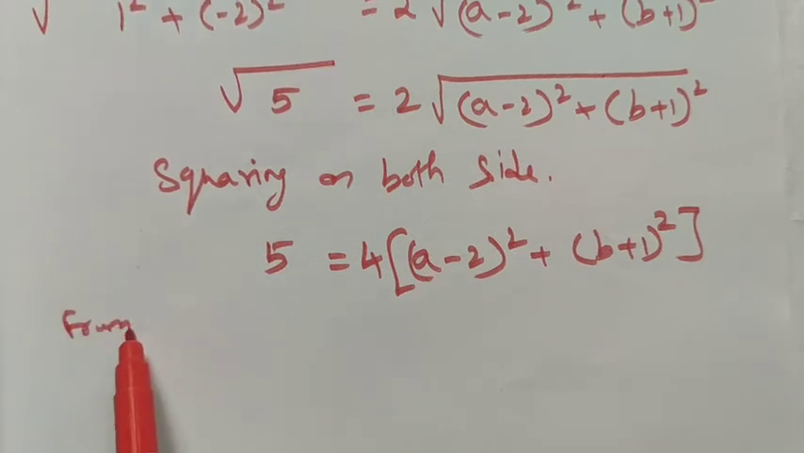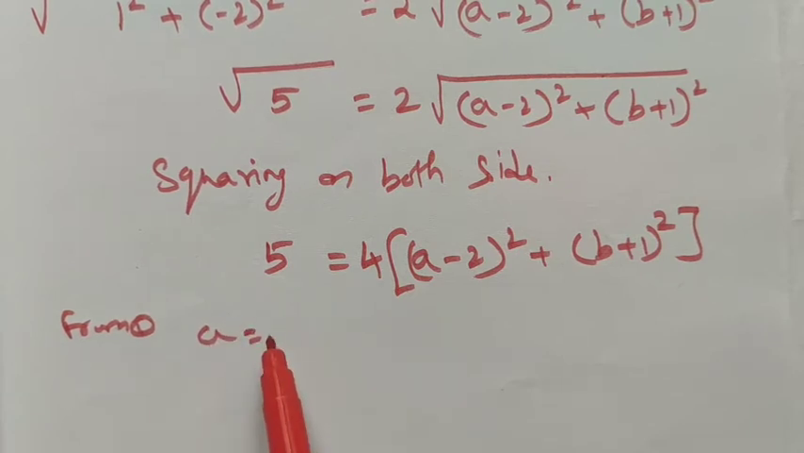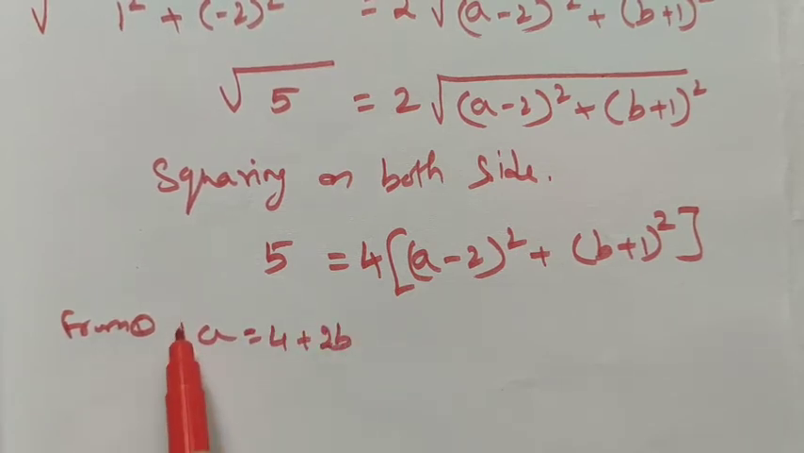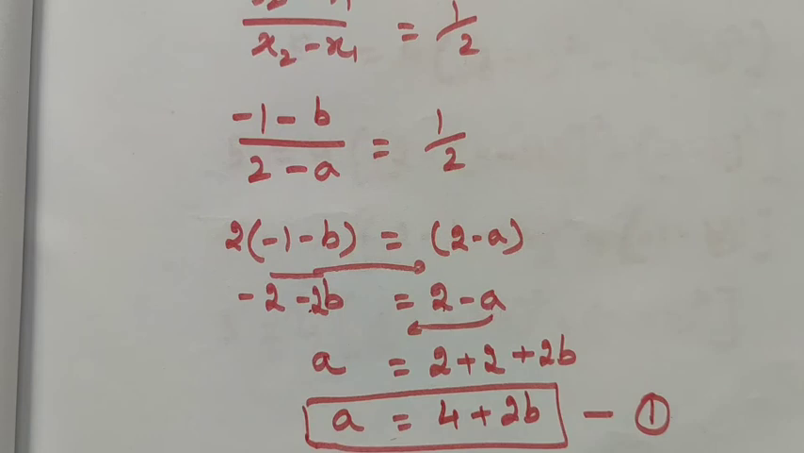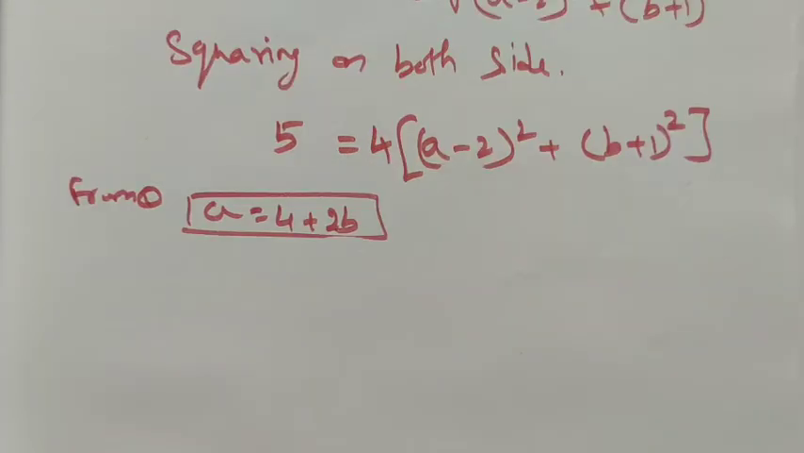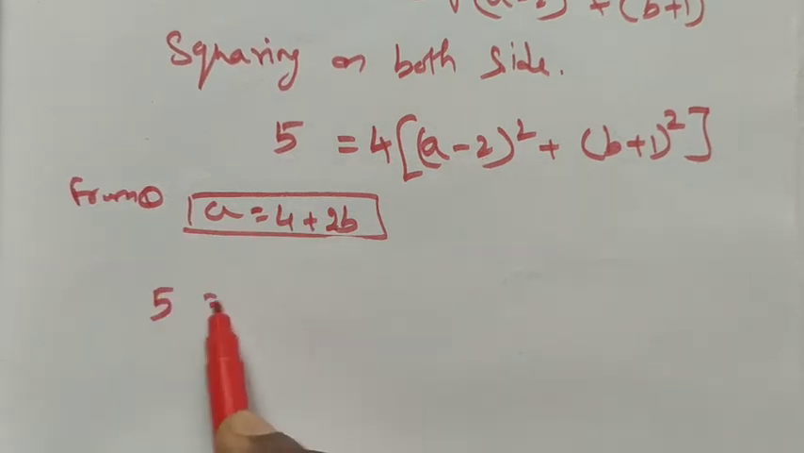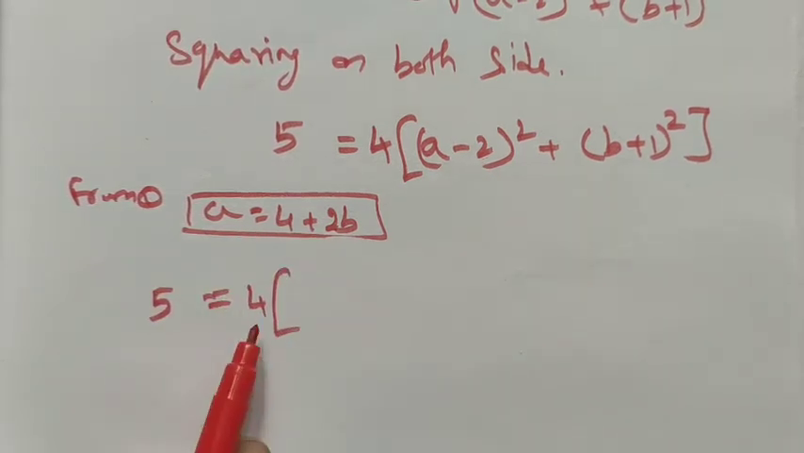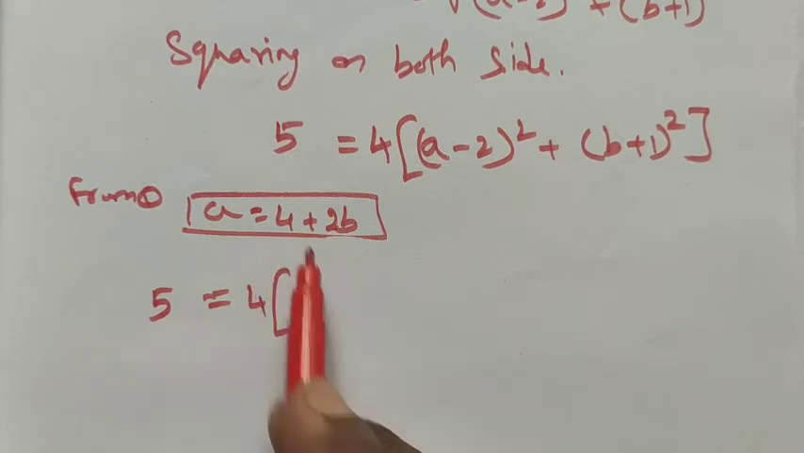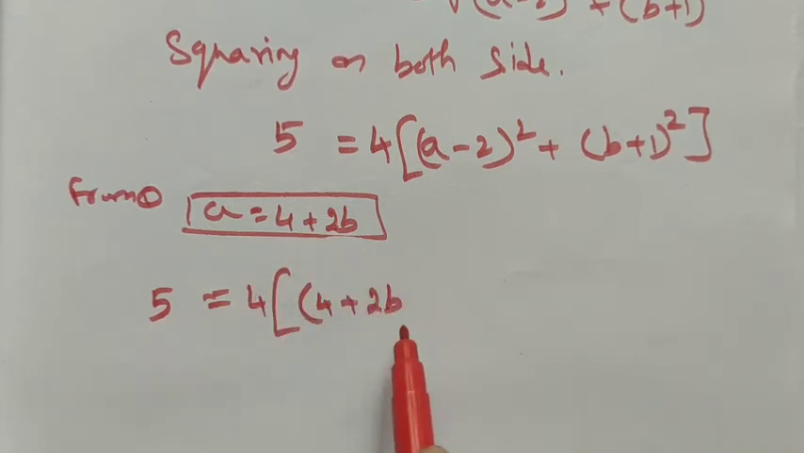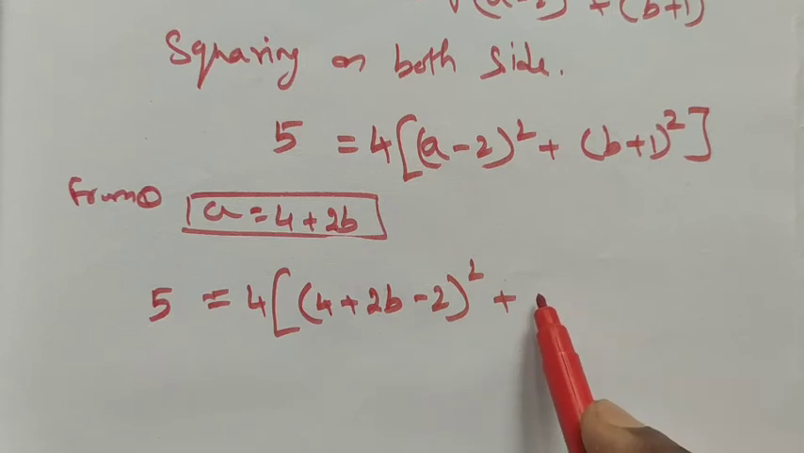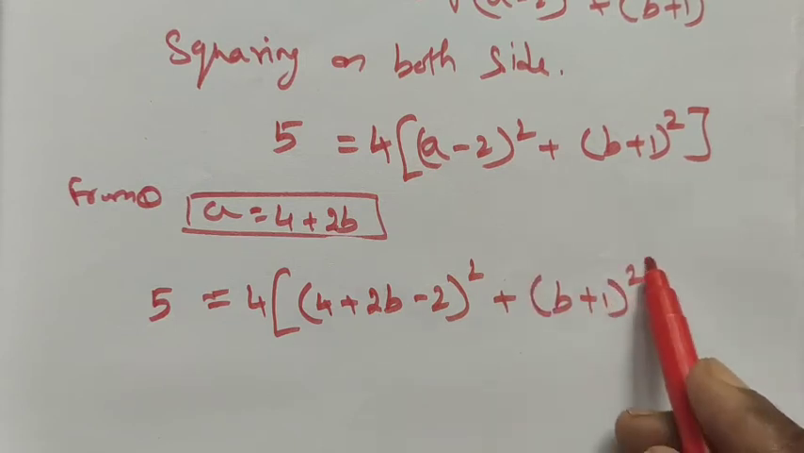Now here we have already found out the value of a, right? From equation number 1, a is equal to 4 plus 2b. Now we are going to apply the a value in this place. That is, 5 is equal to 4 into, the 4 is common, and then a value is 4 plus 2b minus 2 whole square plus (b plus 1) whole square.